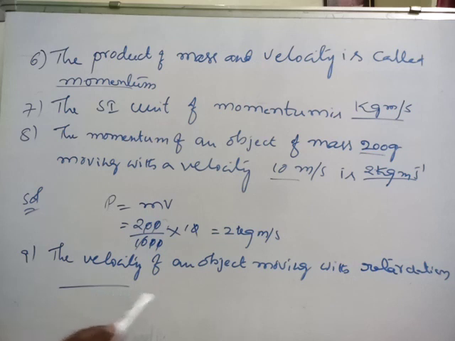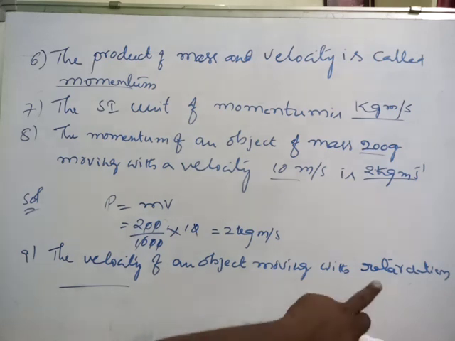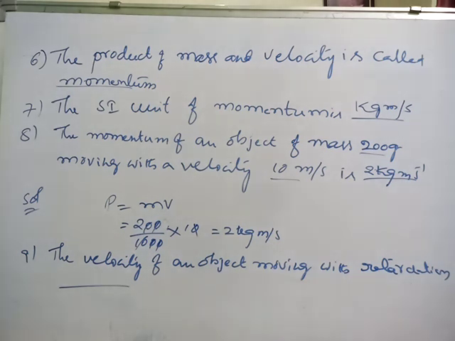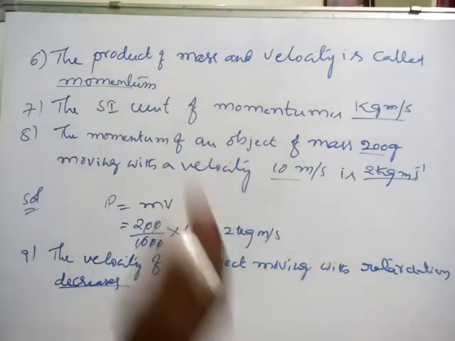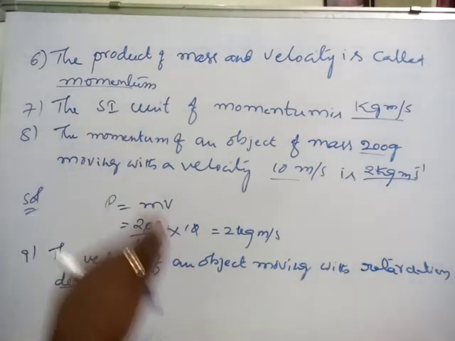The velocity of an object moving with retardation. Retardation means negative acceleration, which means velocity will decrease. So here the answer is velocity decreases. Acceleration means velocity increases; retardation means velocity decreases.